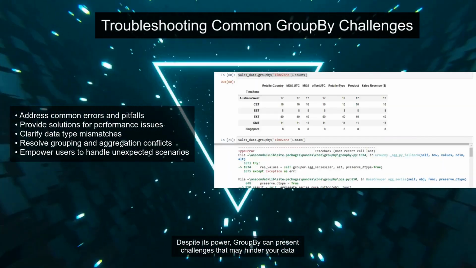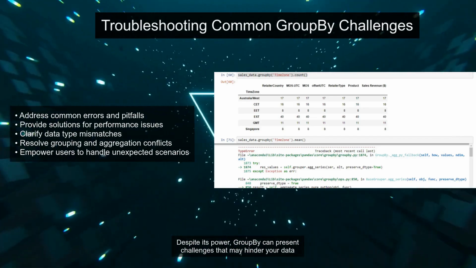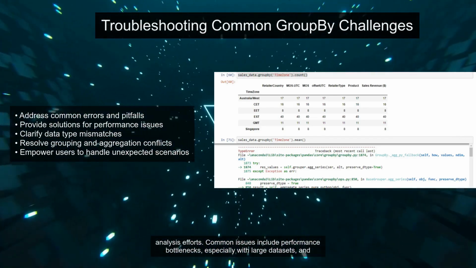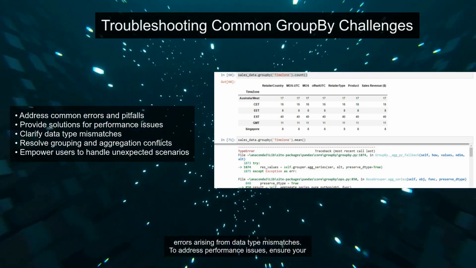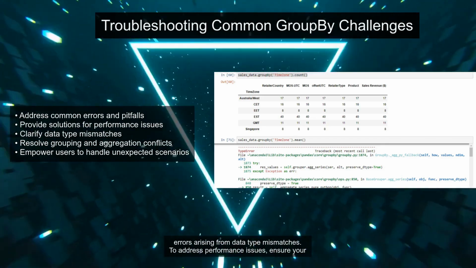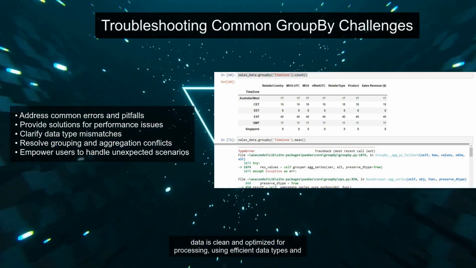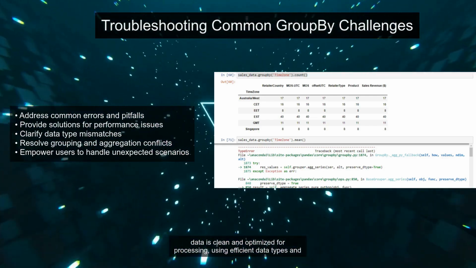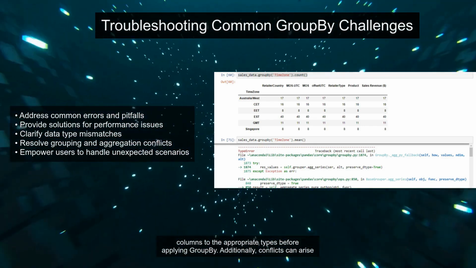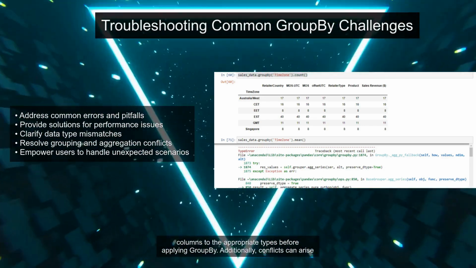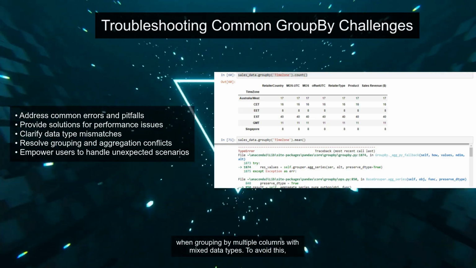Despite its power, GroupBy can present challenges that may hinder your data analysis efforts. Common issues include performance bottlenecks, especially with large datasets, and errors arising from data type mismatches. To address performance issues, ensure your data is clean and optimized for processing, using efficient data types and minimizing unnecessary calculations. Data type mismatches can be resolved by explicitly casting columns to the appropriate types before applying GroupBy.